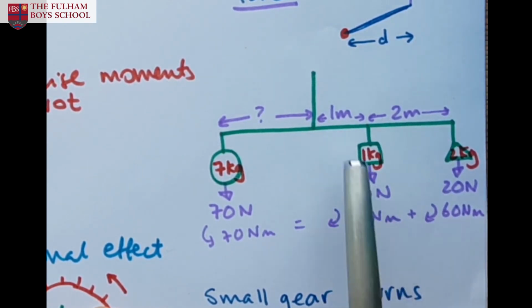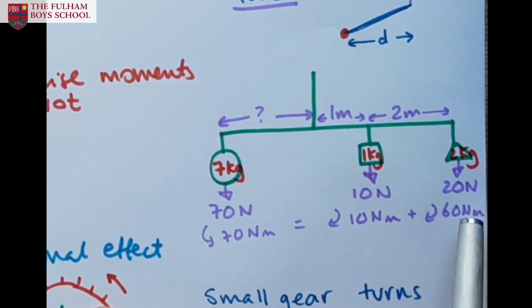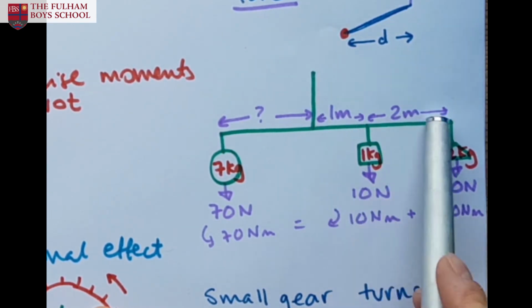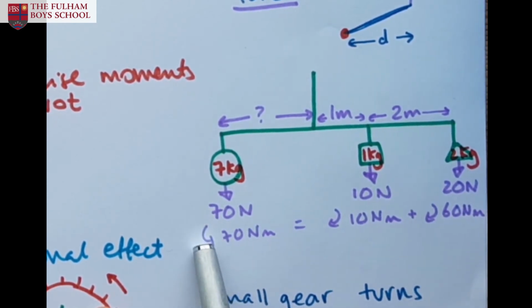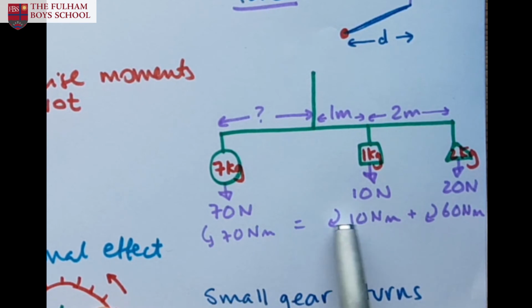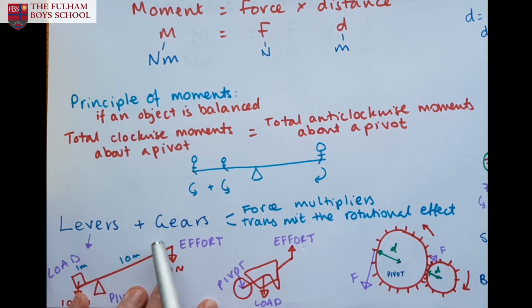So the moment of this guy is 10 times 1, which is 10 Newton meters. The moment on this side is 20 times 3, which is 60 Newton meters. Don't forget I have to add those together. So the moment on this side, if it's going to balance, must also be 70 Newton meters, 10 plus 60, meaning this distance here has to be 1 meter. Yeah, it's not drawn to scale. That doesn't matter.